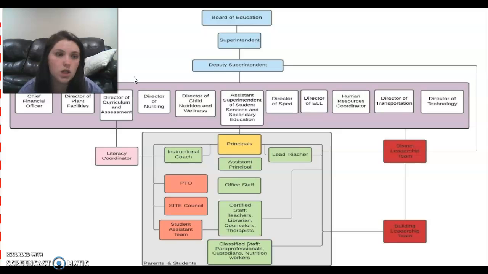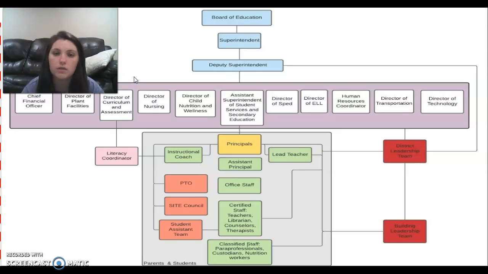So the first one being the chief financial officer. So that department, they only deal with all the money within the school. The director of plant facilities, they only deal with all of the building and the maintenance within the school district. Then we go to director of curriculum and assessments. They deal with all of the curriculum and the testing that takes place. Director of nursing, in charge of all the nurses. Director of child nutrition and wellness, so they are in charge of all the food within the schools. The assistant superintendent of student services and secondary education, they are in charge of all the principals, and I will come back to that in a second.